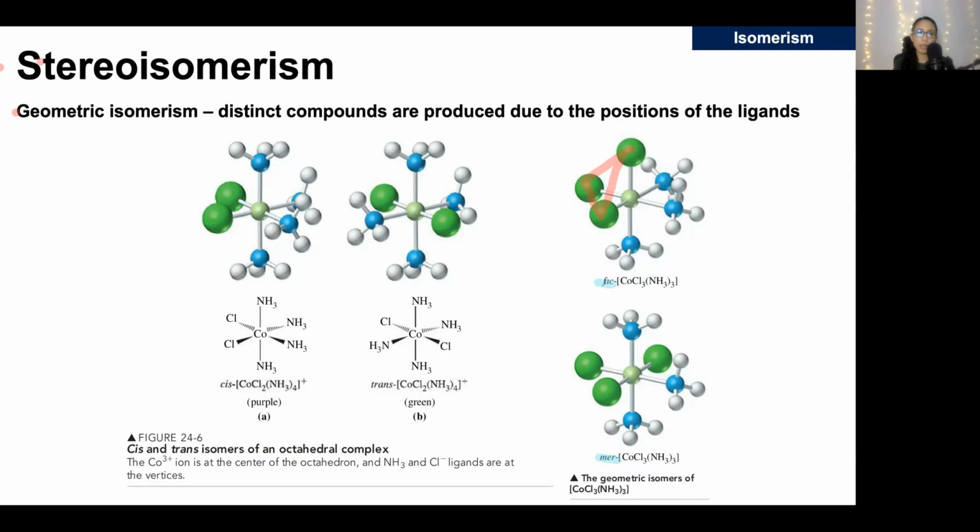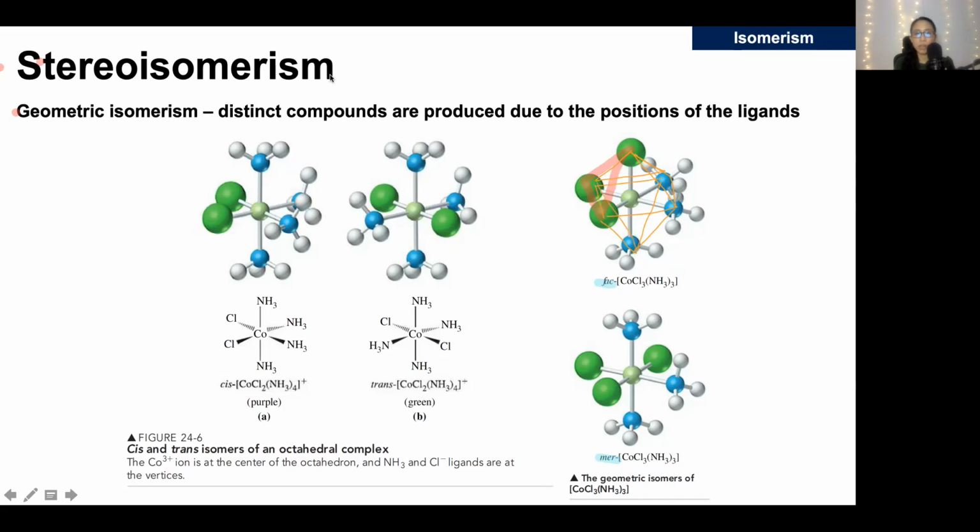Let me just look for my mouse. There you go. There are 8 faces here. So that's 1, there's the other 1, 2, 3, 4. So it's like a pyramid with a square base, and then you have another pyramid with a square base that is inverted. So there are 8 faces in your octahedral.